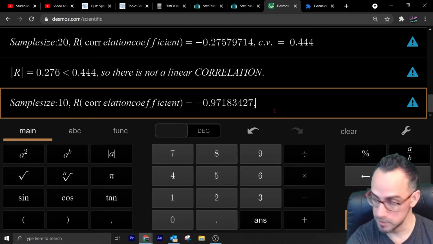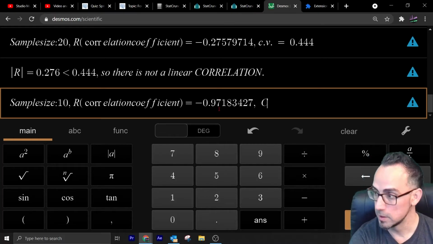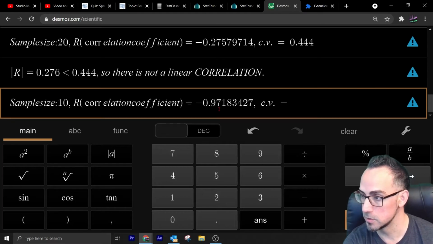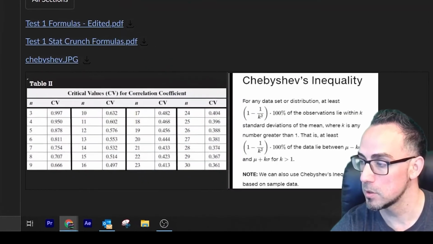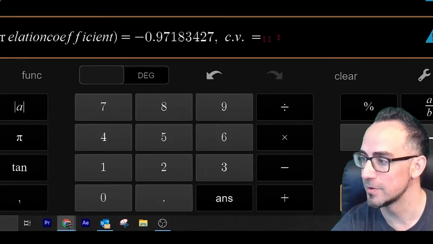Okay, I got a sample size. I mean, this R value is extremely high. I already know, but still, even though I know it's going to be a correlation, I still need to show my work, right? Now, where was the work? Oh, sample size of 10. It's right here. 0.632.